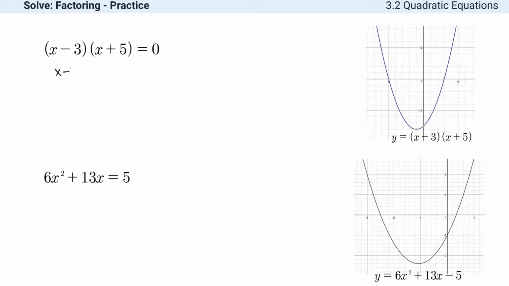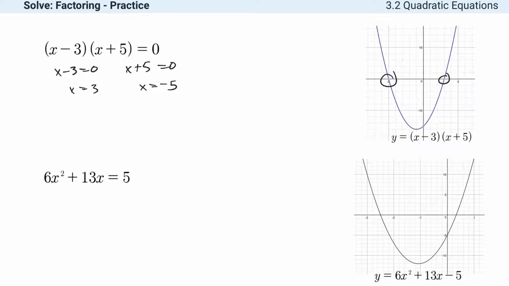So this first one, I'd say x minus 3 is 0 or x plus 5 is 0. So x is 3 or x equals minus 5. And if you take a look, minus 5 and plus 3, that's where it crosses the x-axis.